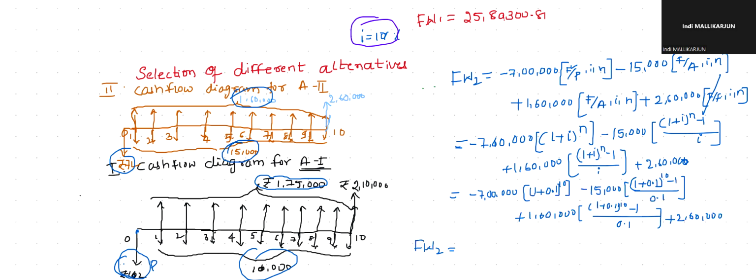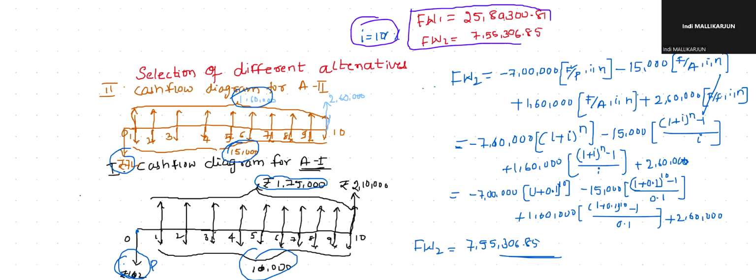After calculating this, we will get the future value for the second one as 7,55,306.85 rupees. So the future value for the second alternative is 7,55,306.85 rupees. Among the given two alternatives, we are predicting the future value of these two alternatives. Among these two, alternative one will give the best result. Therefore, we have to write the conclusion here.